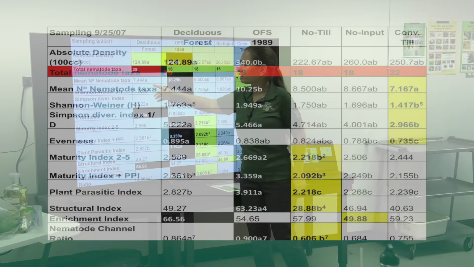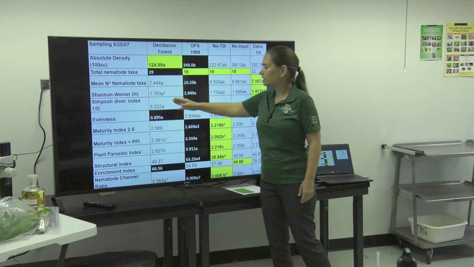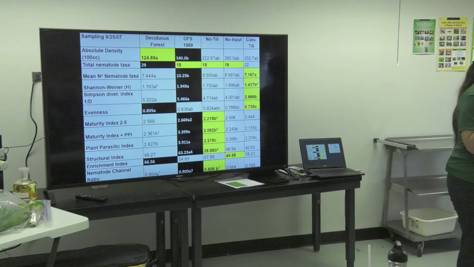These are diversity measurements. So you can see, in general, the old field succession, the field that was abandoned after agriculture, and the deciduous forest had the highest number of nematodes and the beneficial ones, and also the highest diversity. And there wasn't much significant difference between the agriculture ecosystems.